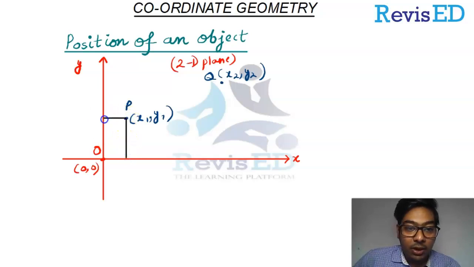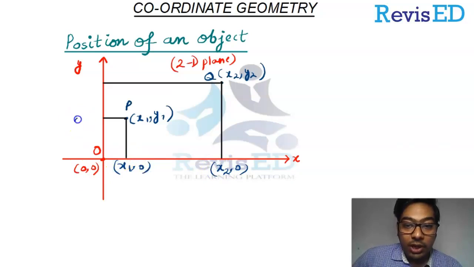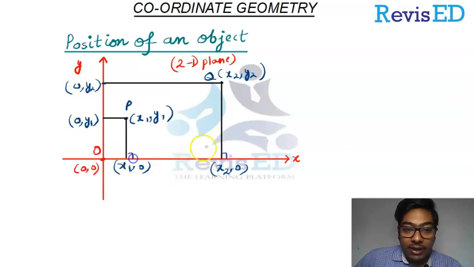So let us draw the perpendiculars on the x and y axis. Similarly, let us draw the perpendicular again about the x-axis and y-axis as well. So these are all 90 degrees. This is x2 comma 0, this is x1 comma 0. The equation of the x-axis is y is equal to 0. Similarly, this is 0 comma y2. So let us write 0 comma y2 as well. This is our 90 degree.